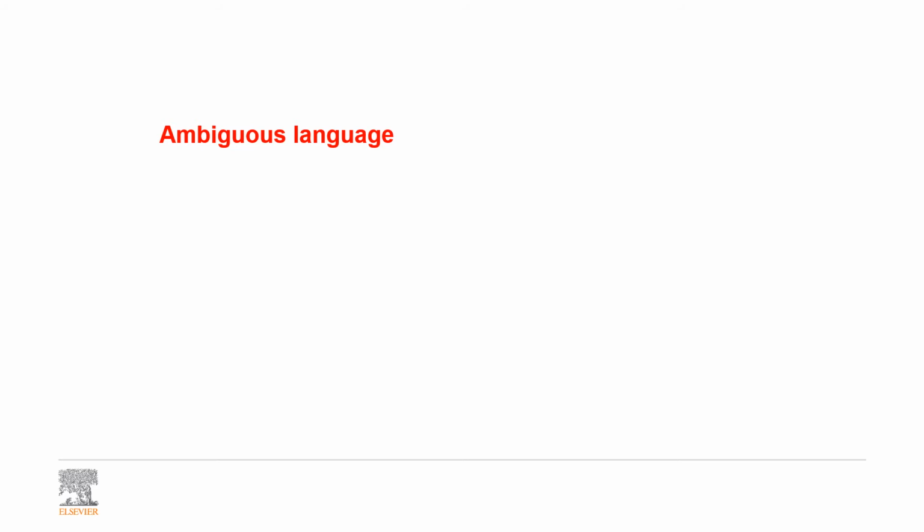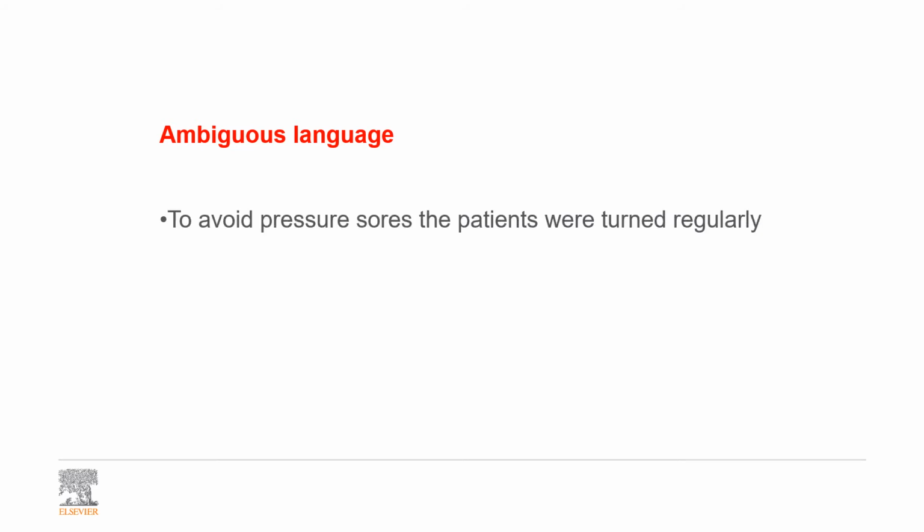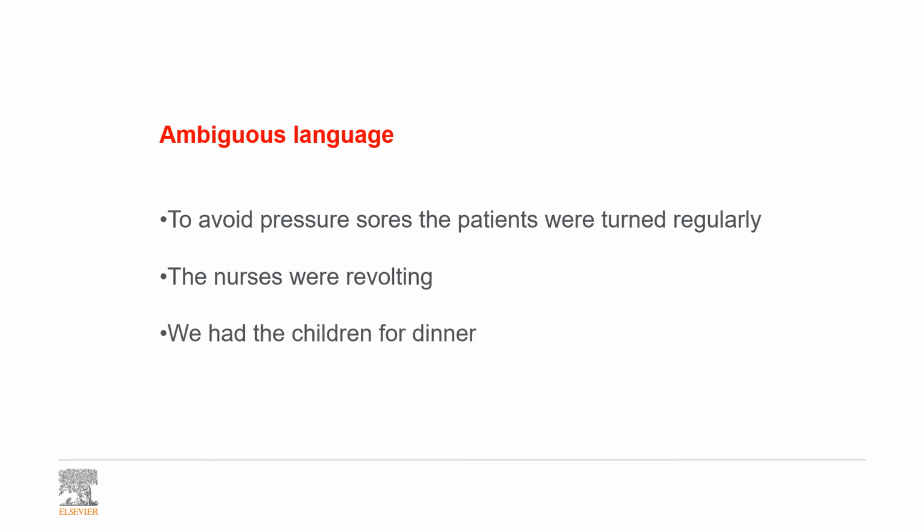Ambiguous language, it's difficult to give examples here. These are a little bit facetious, but: to avoid pressure sores, the patients were turned regularly. People in tissue viability don't like this because turning someone means to put them back in the same position. They prefer positional change. That's a more accurate way of explaining it. The nurses were revolting could mean that they were disgusting or that they were in revolt about pay or something, for example. And we had the children for dinner. Doesn't mean to say we ate the children for dinner, but it could mean that.